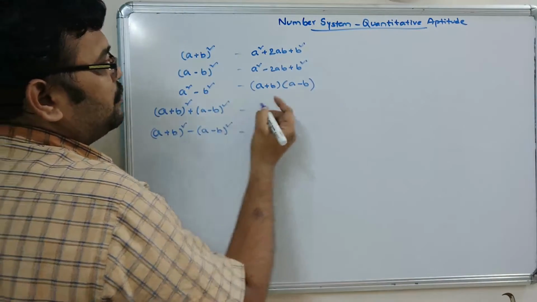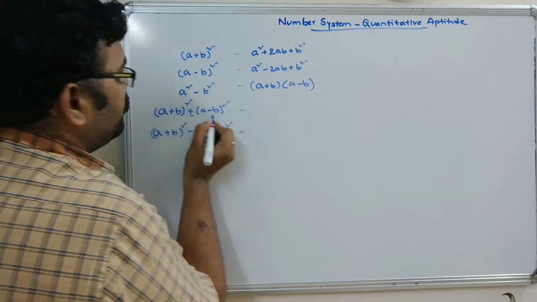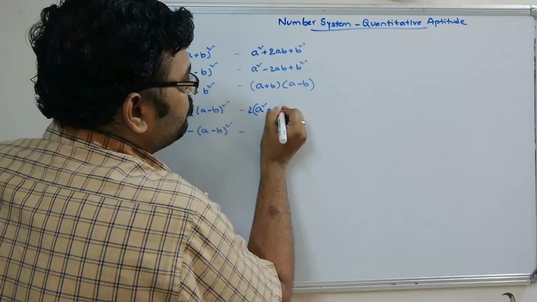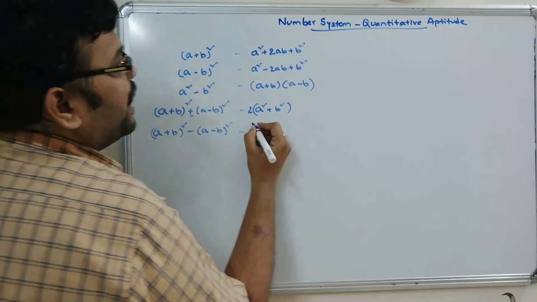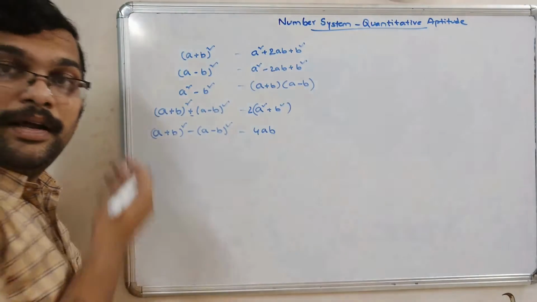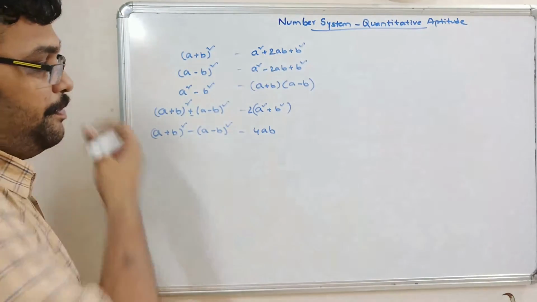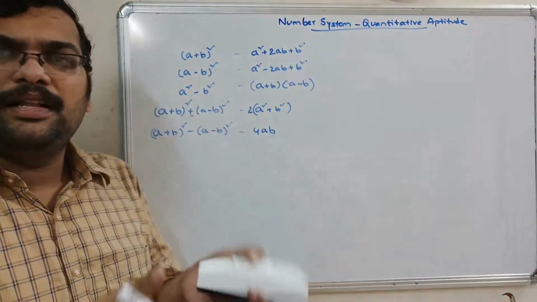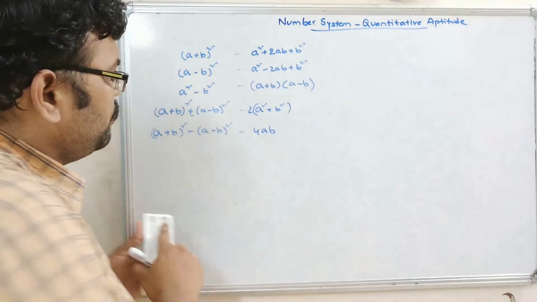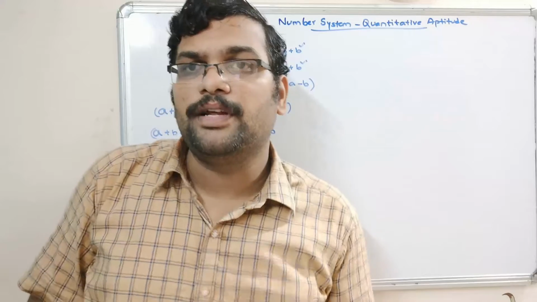Similarly, here we are using plus, so it will be 2 into a square plus b square, and here we are giving minus, so it will be 4ab, right? So similarly there are a lot of formulas, so these are the mathematical formulas, so you can go through those mathematical formulas, right?